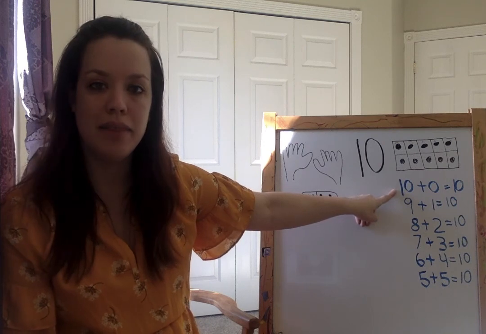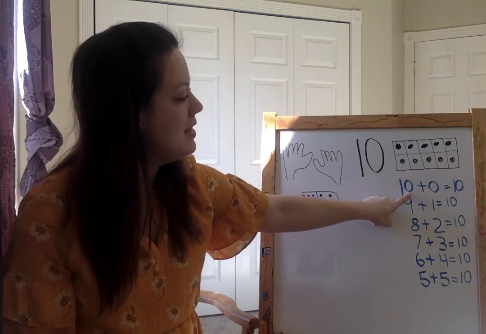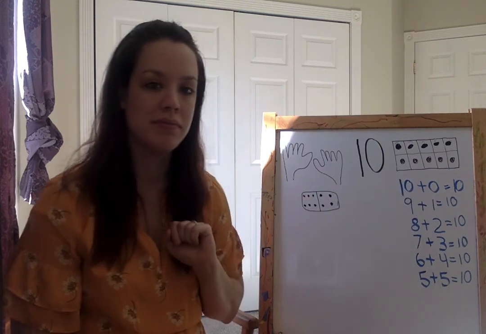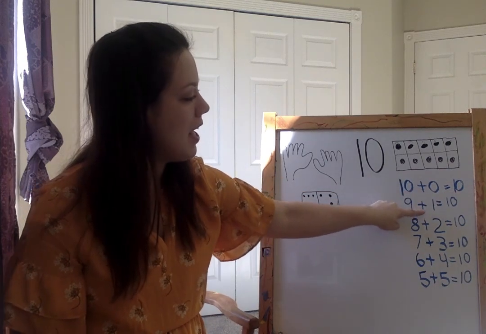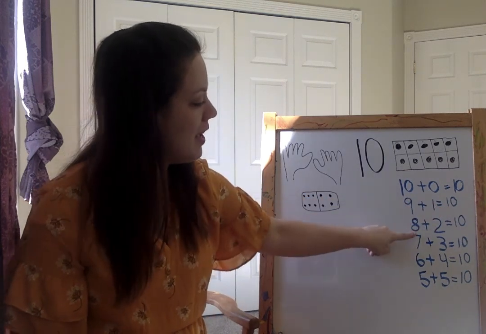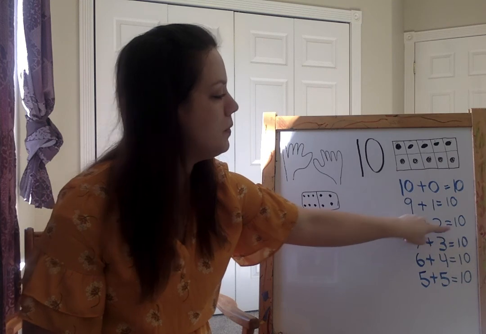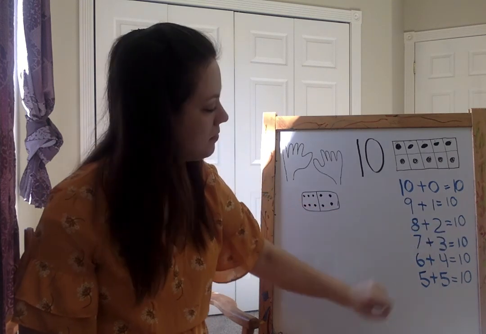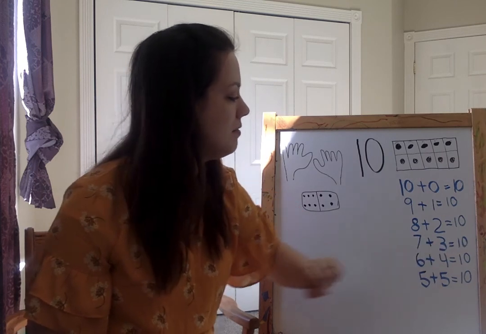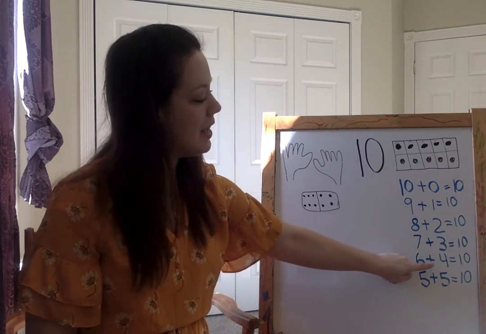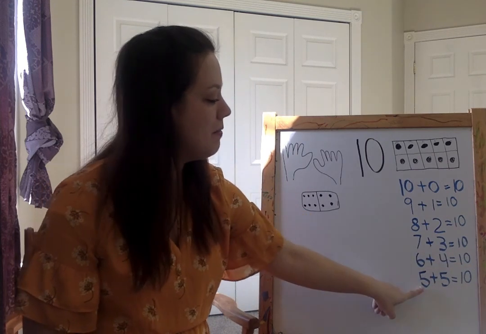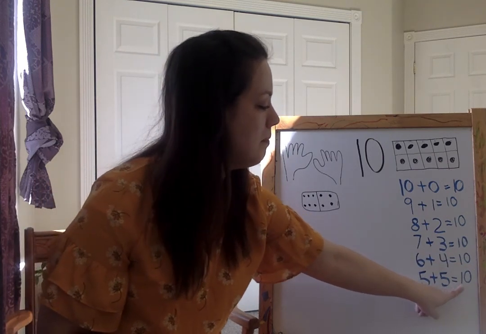Let's read these together. Are you ready? 10 and 0 make 10. 9 and 1 make 10. 8 and 2 make 10. 7 and 3 make 10. 6 and 4 make 10. 5 and 5 make 10.